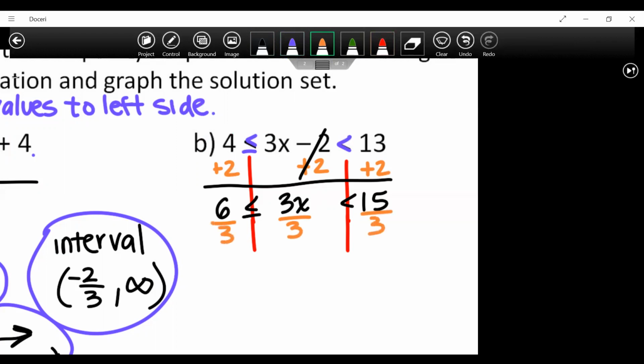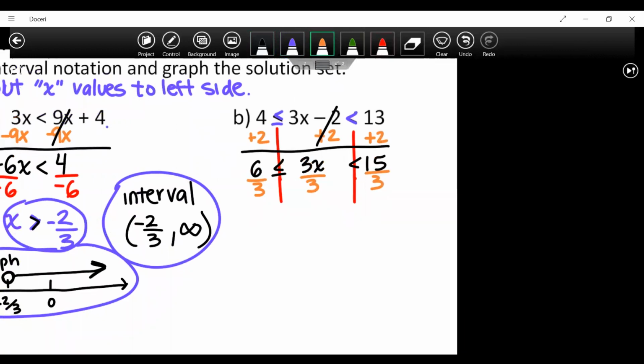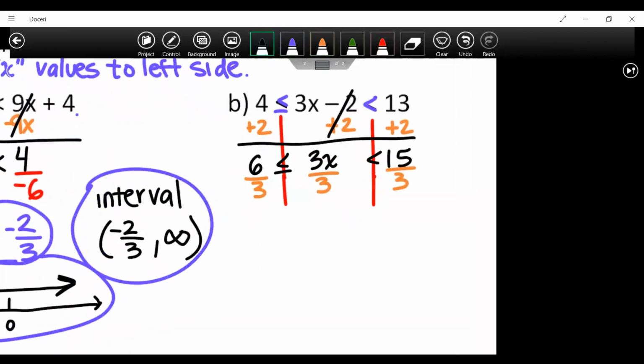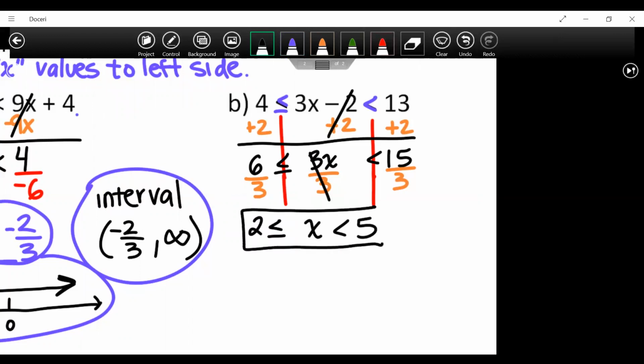Whenever we get a compound inequality, which is two inequalities in one problem, we have to do it everywhere. So 6 divided by 3 is 2, less than or equal to, our 3's cancel out, giving me x, which is less than 15 divided by 3, 5. So this is going to be my solution for this. And again, if our x exists between two numbers, it's existing in between these intervals.